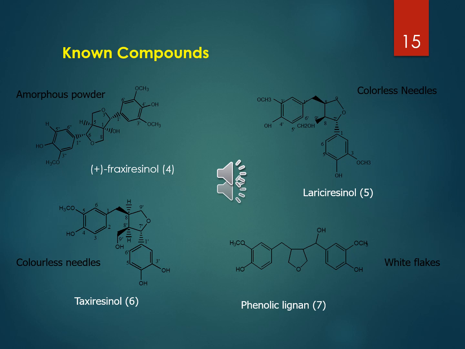Phenolic lignan is isolated as white flakes. It is isolated from soybeans and cruciferous vegetables such as broccoli and cabbage. It is soluble in ethanol, methanol, DMSO, phenol, and dioxane. When we see its uses, it is used as an antioxidant and free radical scavenger, leading to a decreased risk of cancer development in the human body.